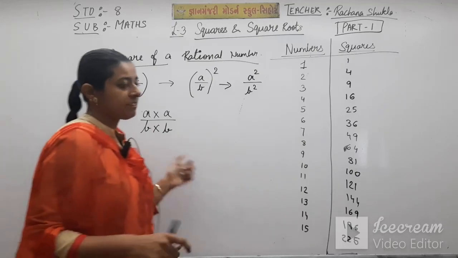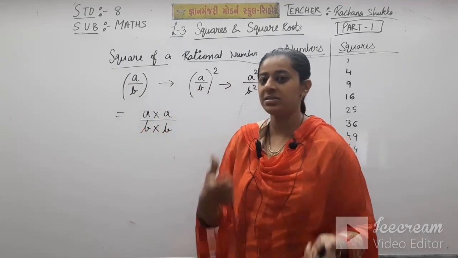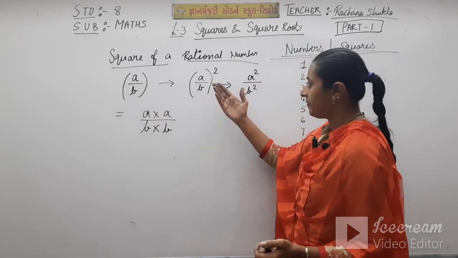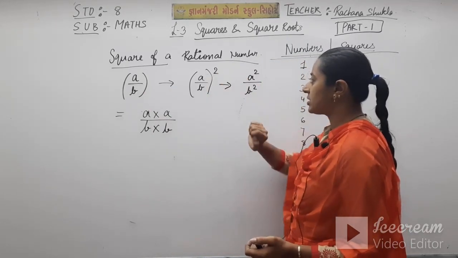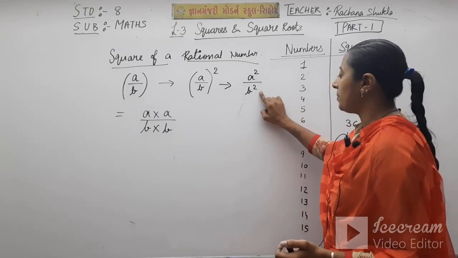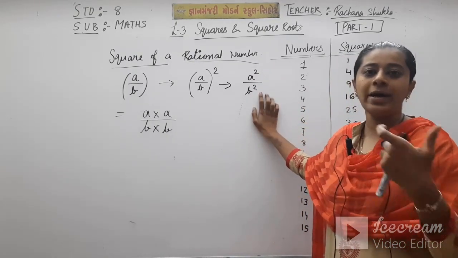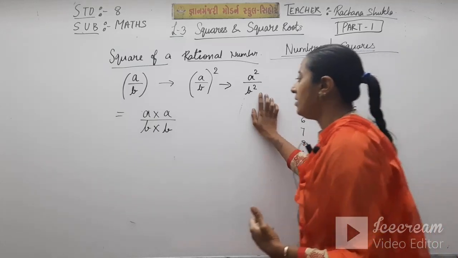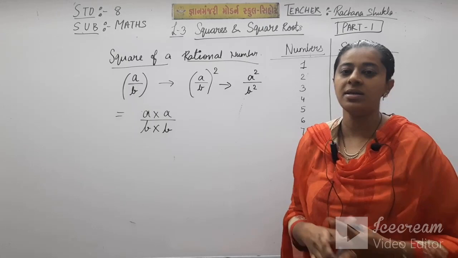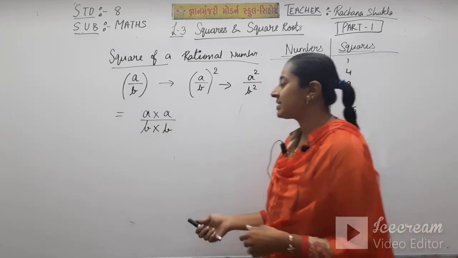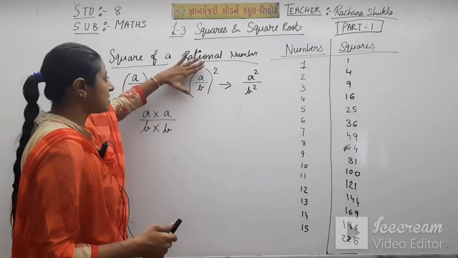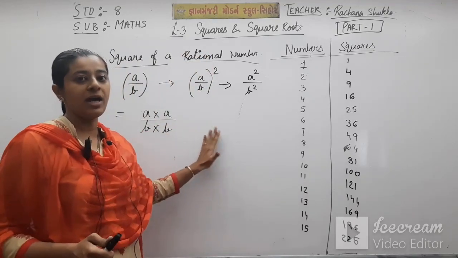What you will do? First, any rational number, that is A upon B. Then the square of the rational number, A upon B whole square, that means A to the power 2 and B to the power 2, or A square upon B square. Then A into A and B into B. You will finally get the answer. Let's see the examples of this. First, note down this portion in your fair book.